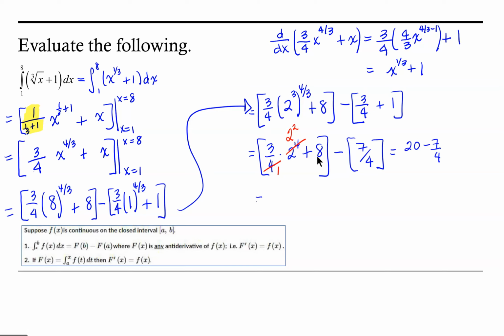And if we get a common denominator of 4, my 20 becomes 80, and then minus 7 all over 4. And then 80 minus 7 over 4 will give us 73/4. And that's the value of this definite integral.